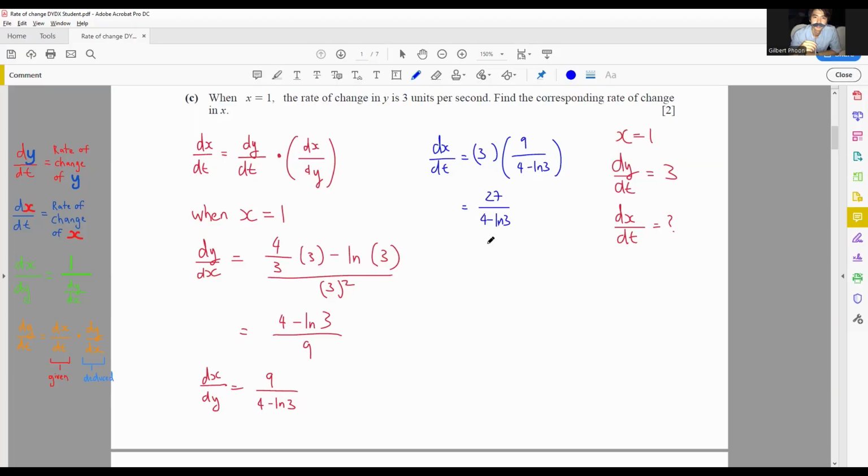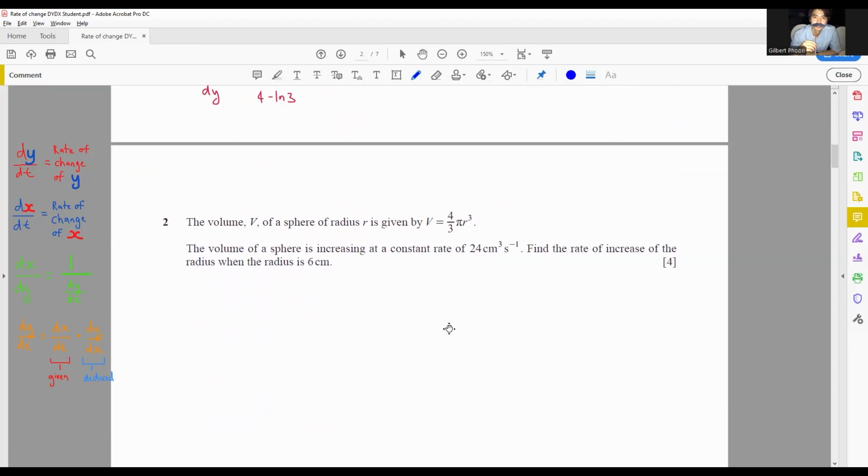Type this into your calculator, you would have gotten 9.31. Okay? So, like I said, form your equation, use the information given to you, and then from there slowly solve the equation, right? Next example.